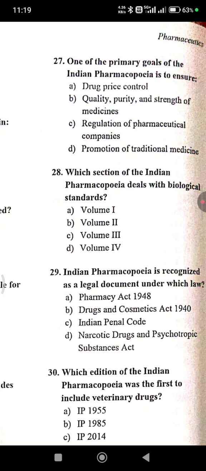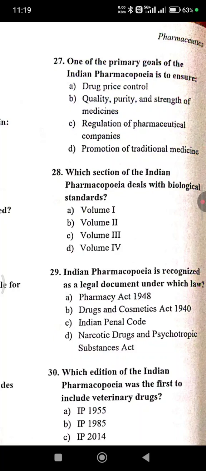Let's go to question number 28. Which section of the Indian Pharmacopoeia deals with biological standards? Option D, volume 4.